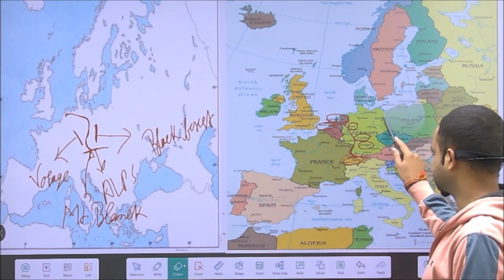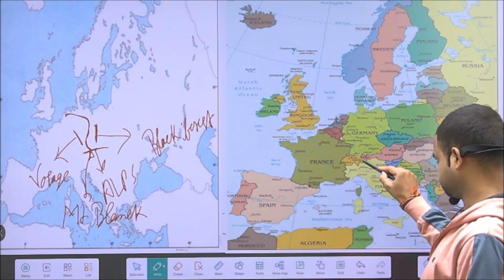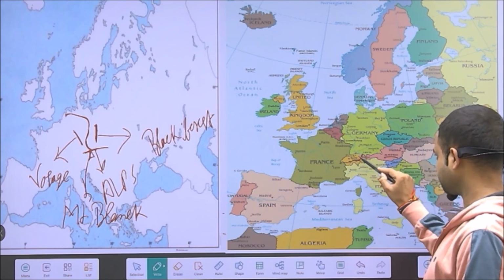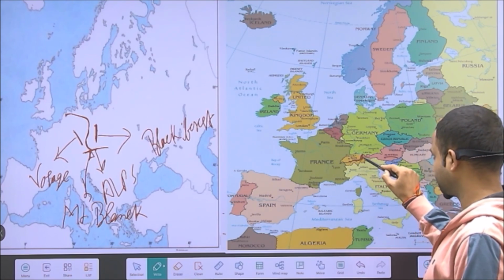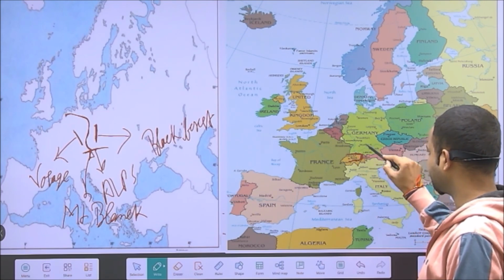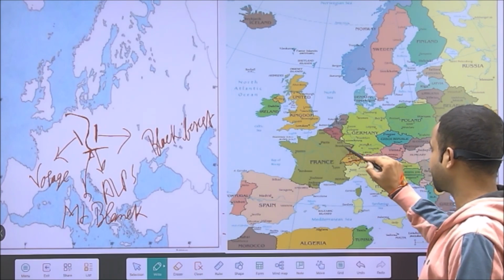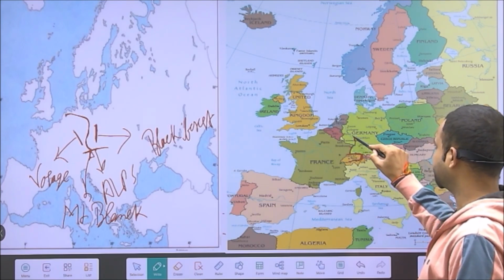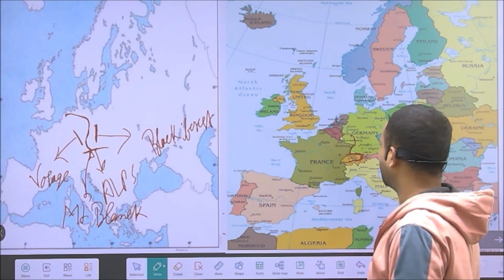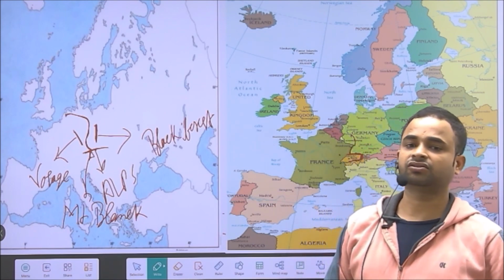Also, you can see the Rhine River makes a political boundary between Switzerland and Austria, because here it is flowing, and then makes a political boundary between Switzerland and Germany, then makes a political boundary between Germany and France, then totally enters into Germany, then Netherlands, and on the coastal region of Netherlands, it lies on the North Sea.